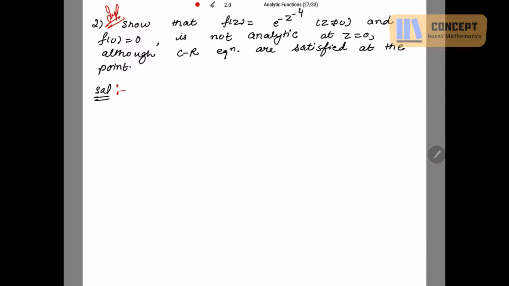Just do it the same way as we did the previous question. So take f(z) equal to u plus iota v, that is equal to e raised to the power minus z to the power minus 4.